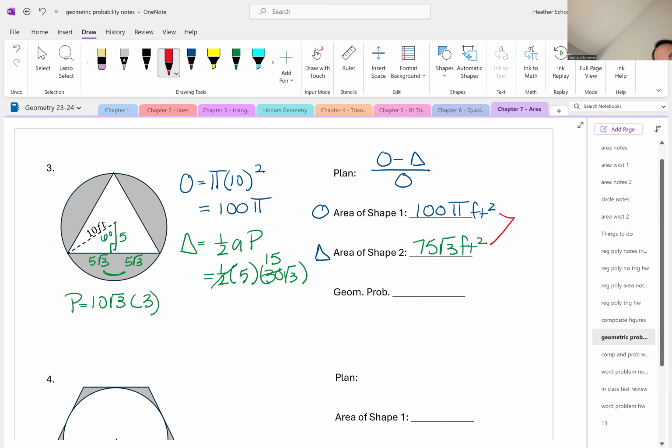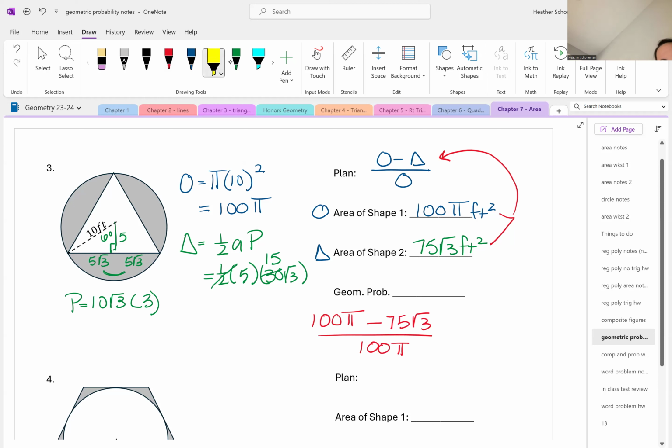Now we're going to take these two numbers and plug them into the plan we created from the beginning. Use the plan. I wouldn't have you make it if it wasn't worth it. So now we're going to plug it in. So I have circle 100 pi minus triangle 75 square root 3 divided by circle 100 pi.